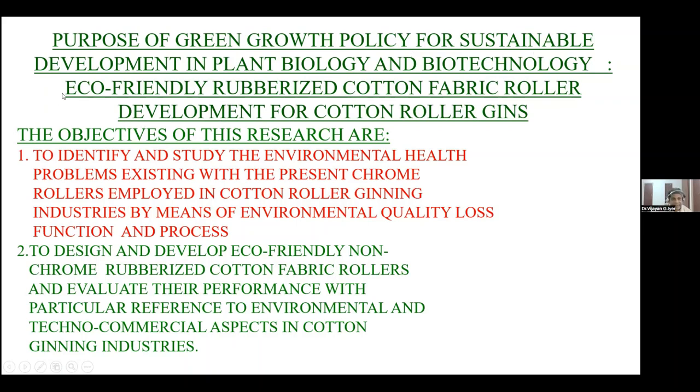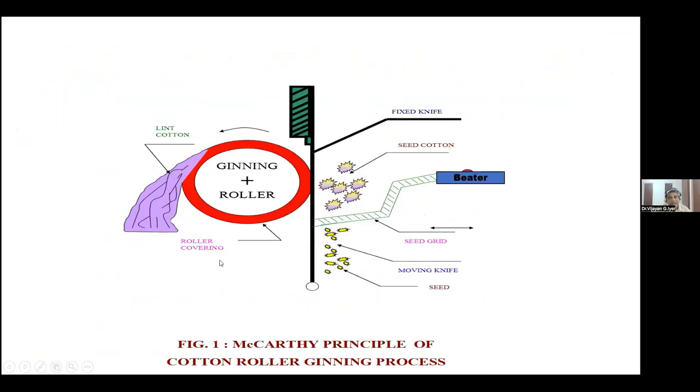An experiment has been done in my institute, ICAR, earlier the Central Institute for Research on Cotton Technology, Central Institute of Agricultural Engineering, for more than 13 years, as well as my other research being carried forward as updated: the identification and study of the environmental health impact problems existing with the present CCLC rollers, chrome composite leather clad rollers, which are used in cotton roller ginning industries, by means of environmental quality loss function and process method. So the aim is to develop, identify and incorporate eco-friendly non-chrome rubberized cotton fabric rollers and evaluate their performance with particular reference to environmental and social significance.